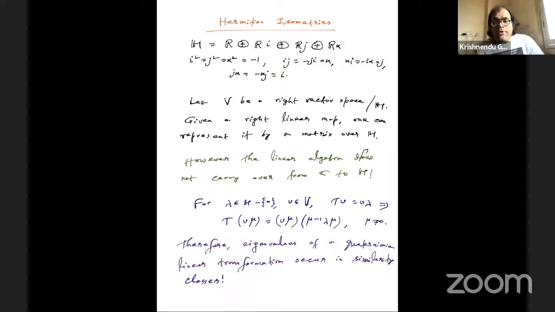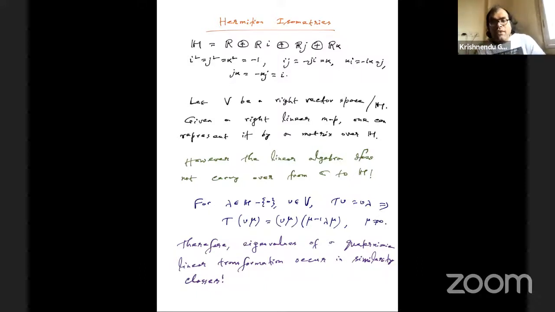Accordingly, not every element commutes. And so when we take a vector space over a non-commutative ring, we have to specify the multiplication, whether from left or right. So here I am taking a right vector space over quaternions. Now given a right linear map, one can represent it by a matrix over the quaternions, and that's what we are doing here.